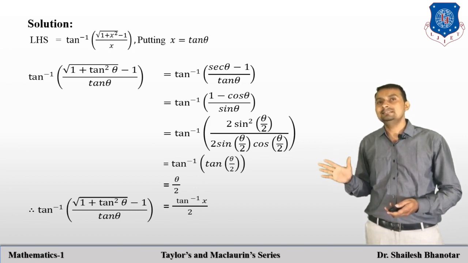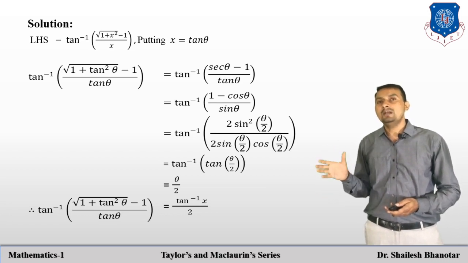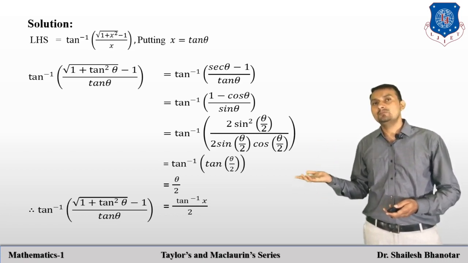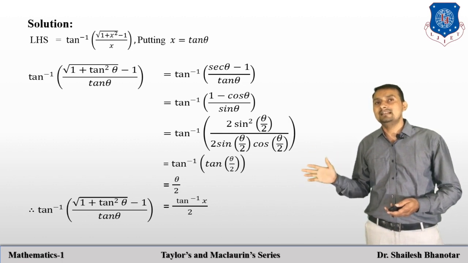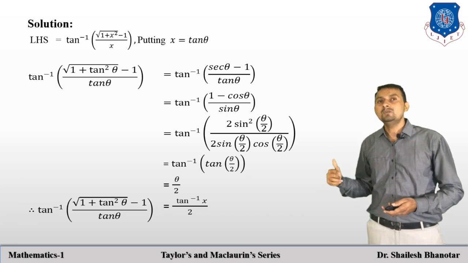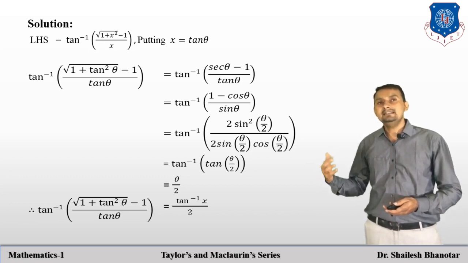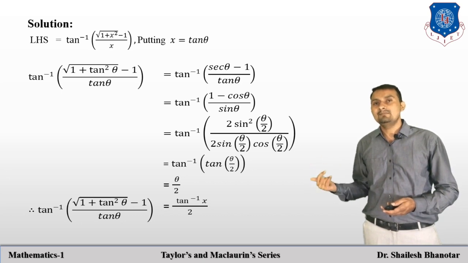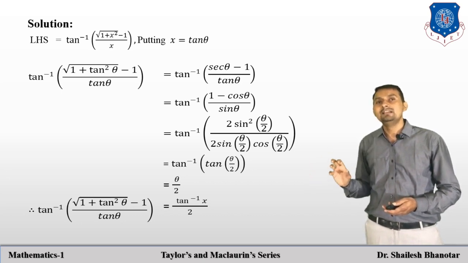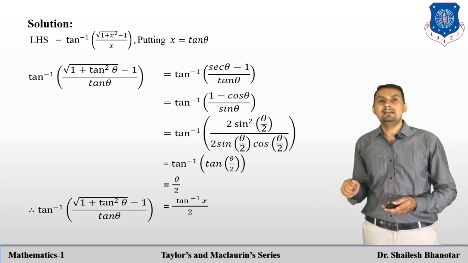Already we have considered x equals tan theta. But when we simplify 1 plus tan square theta, that is going to be sec square theta. But the under root is there, so we get sec theta minus 1 divided by tan theta. But now sec theta can be written as 1 divided by cos, and tan theta can also be written as sin divided by cos. After simplifying, you will get tan inverse of (1 minus cos theta) divided by sin theta.